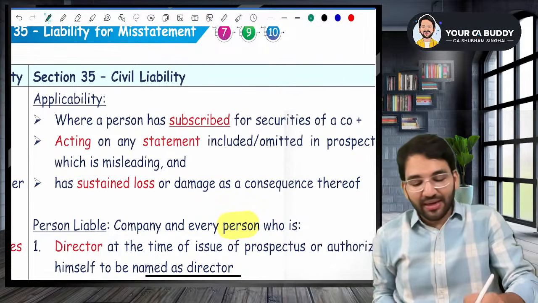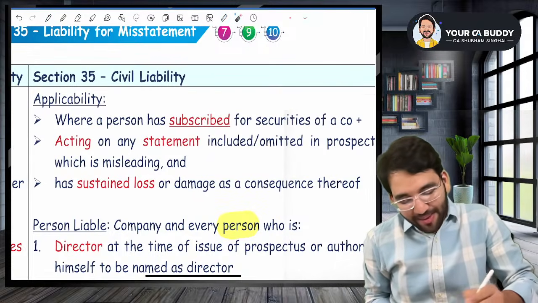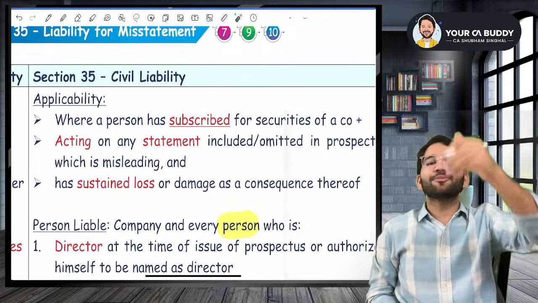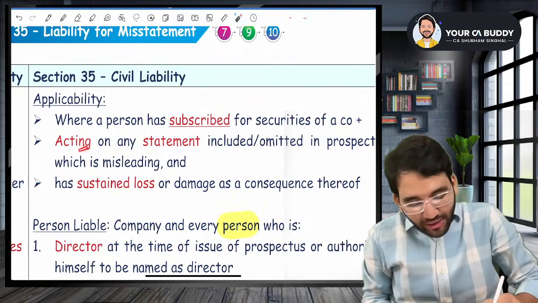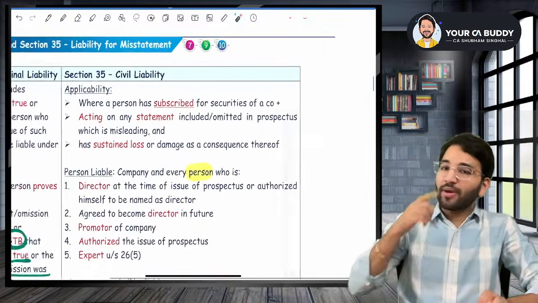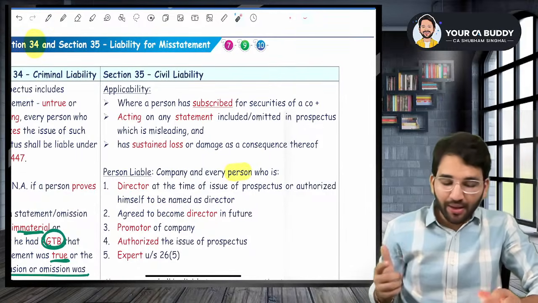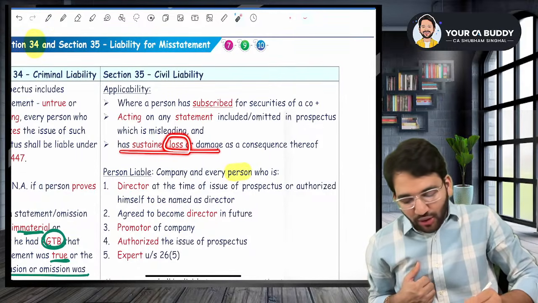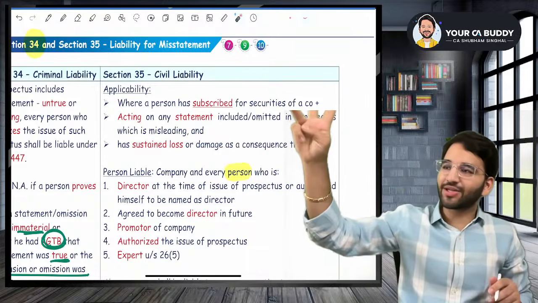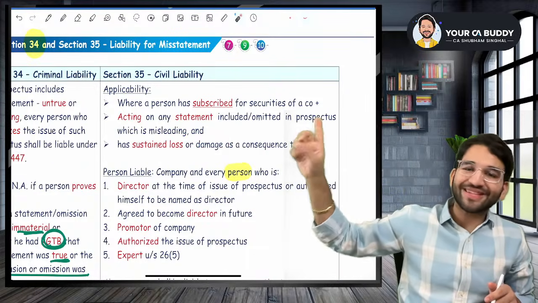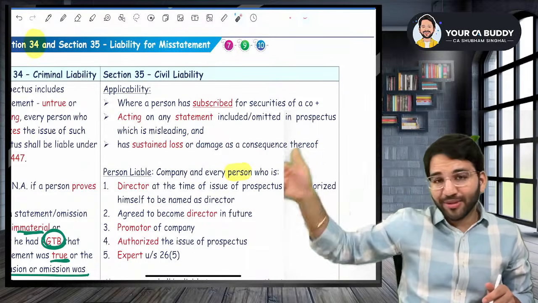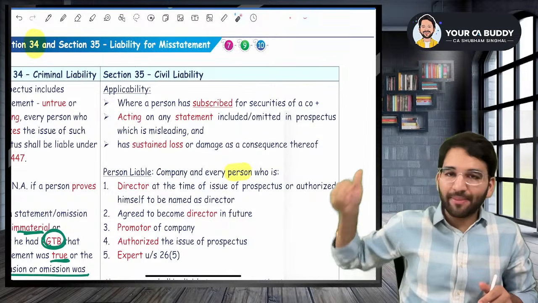So what has happened, sir, if there is a person who has subscribed to the securities of the company, he has become a subscriber, acting on a statement included or omitted in the prospectus, which is misleading, and has sustained loss or damage as a consequence thereof. So three conditions. Number one, you have subscribed to the securities. Number two, acting on the prospectus. And number three, there is a loss or damage that you have incurred.